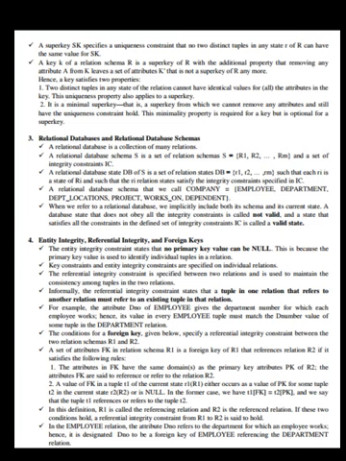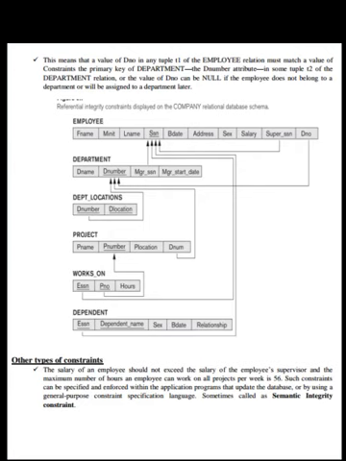In the EMPLOYEE relation, the attribute Dno refers to the department for which an employee works. Hence, Dno is designated to be a foreign key of EMPLOYEE referencing the DEPARTMENT relation. This means that a value of Dno in any tuple t1 of the EMPLOYEE relation must match a value of the primary key of DEPARTMENT, the Dnumber attribute in some tuple t2 of the DEPARTMENT relation, or the value of Dno can be null if the employee does not belong to a department or will be assigned to a department later. See the figure here.